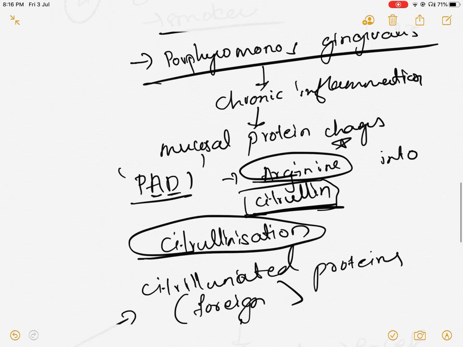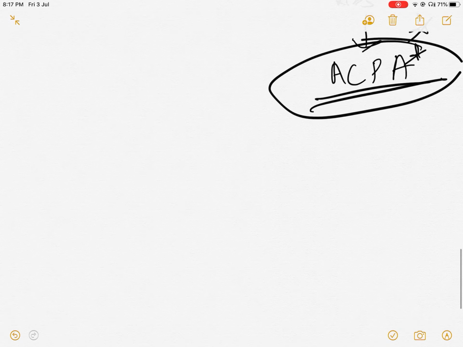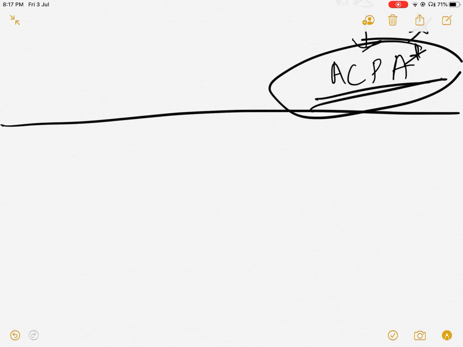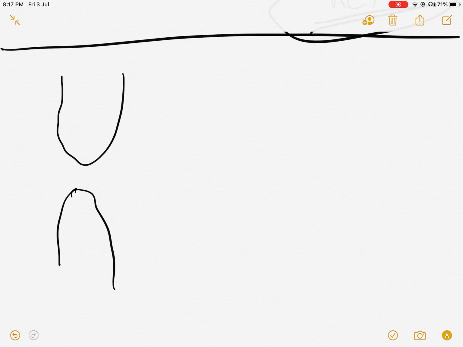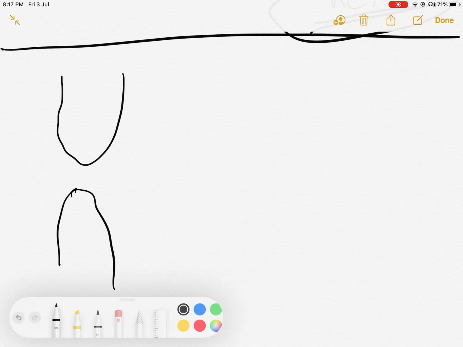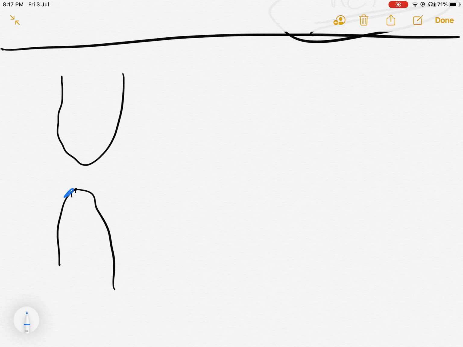Now, how does this entire process happen? Let us consider one joint here. Okay, this is a joint. The blue color is the cartilage on the joint.